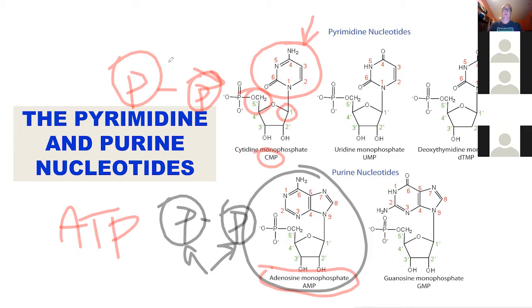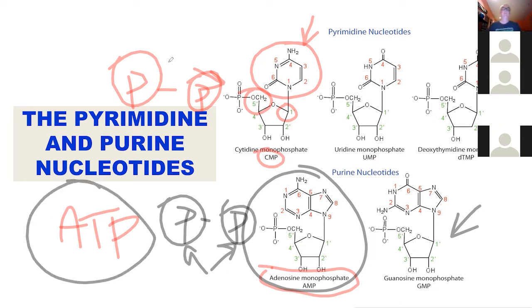GTP is also used a lot in the cell for signaling. Different molecules will signal each other with the presence of a GTP, but generally it's not used for energy. It's used as a molecular switch. When a protein is binding GTP, it's on. When it's binding GMP, it's off. But it's not really used for energy.